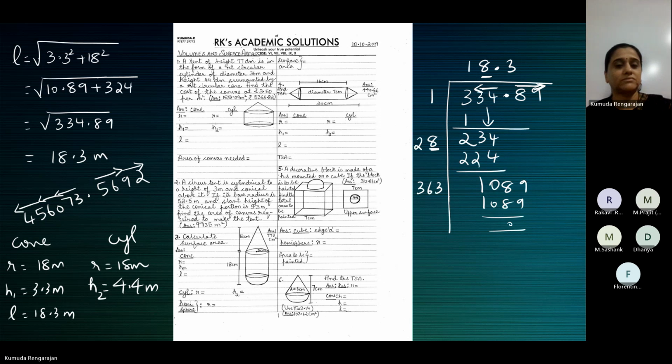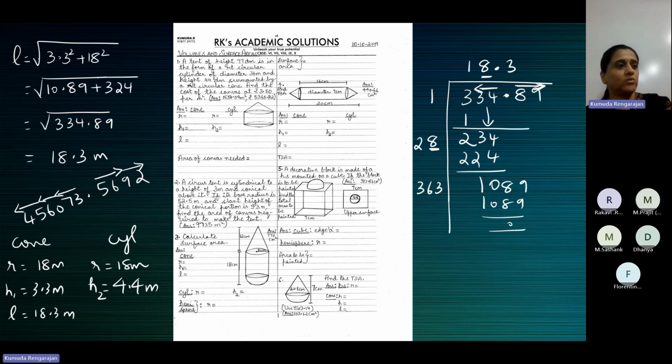Yes or no? So where all is the canvas used is what you'll have to think. The canvas is not used on the floor. The canvas is used to make the CSA of the cylinder. The cylinder bottom, no canvas. Cylinder top also no canvas. The cone, CSA alone, canvas. So the area of canvas used to make this tent is equal to the CSA of the cylinder plus the CSA of the cone. What's the formula to find the CSA of the cylinder?